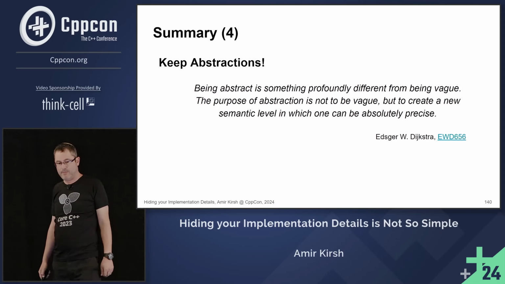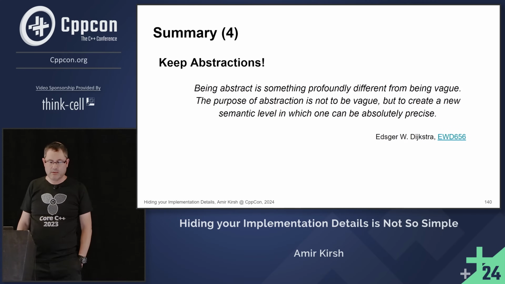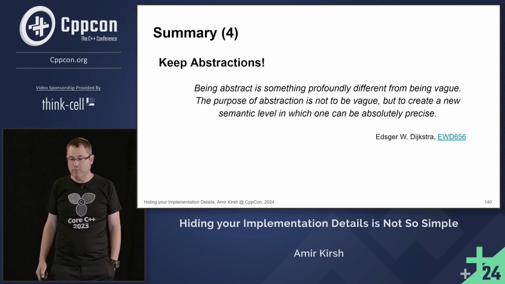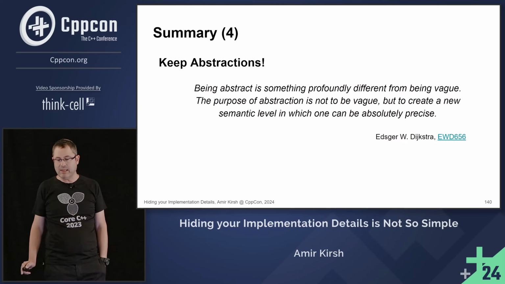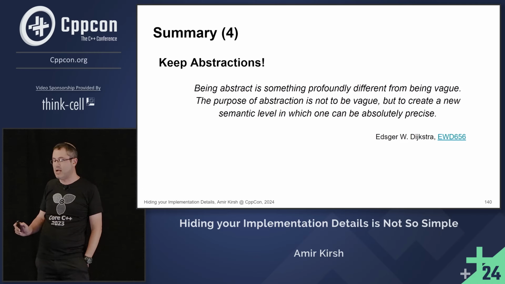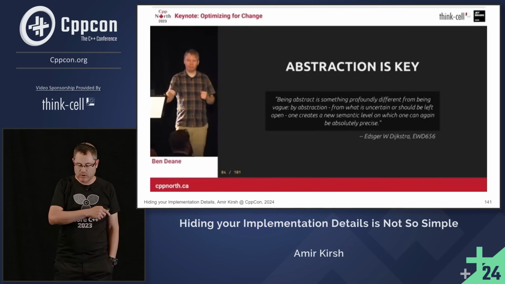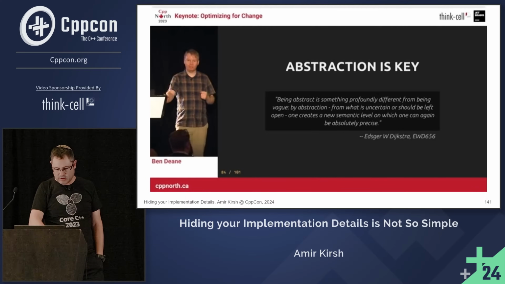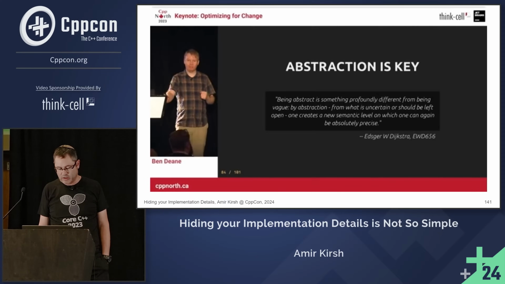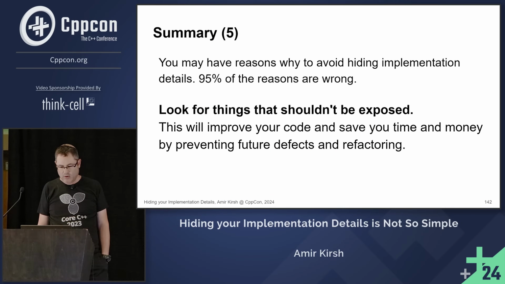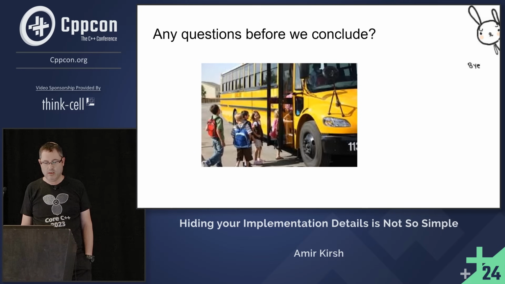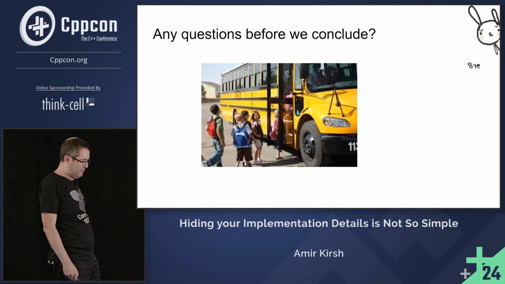Keep abstractions. Being abstract is something profoundly different from being vague. The purpose of abstraction is not to be vague, but to create a new semantic level in which one can be absolutely precise. And it was shown in Ben Dean's other talk at CppCon 2023, I think, a very good talk. Go and watch that as well. Look for things that shouldn't be exposed and change them. Refactor. That's all. That is what I have to present.